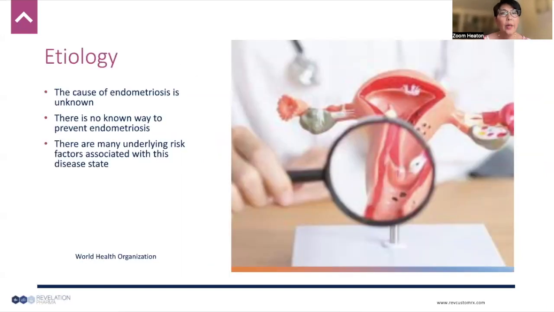Okay, so in the medical literature, the cause of endometriosis is unknown, and some theorize the stage is set for endometriosis at birth when the baby girl experiences a sudden withdrawal of the mother's hormones. And endometriosis symptoms can begin in puberty when her estrogen levels rise and she begins menstruating. And there's no known way to prevent endometriosis, and there are many underlying risk factors associated with this disease.